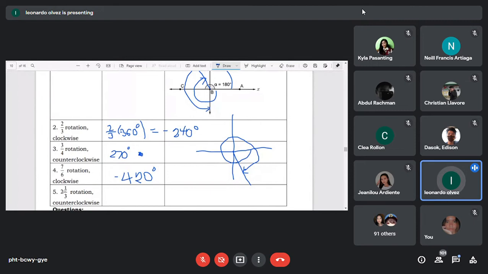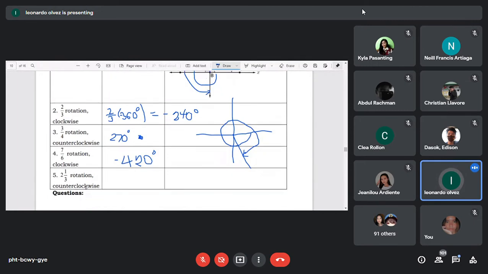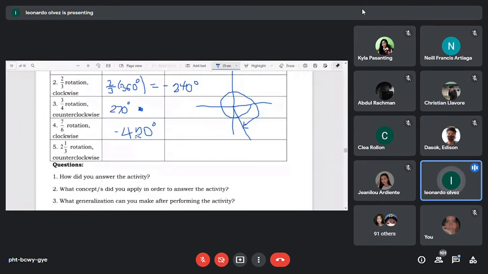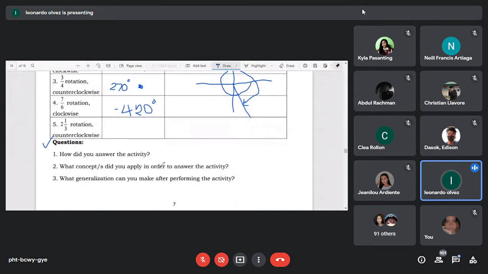Then we also have number 5, two and one-third rotation counterclockwise. That is 840 degrees. You have 2 rotations plus one-third. Then the guide questions: How did you answer the activity? What concept did you apply in order to answer the activity? That is the generalization.